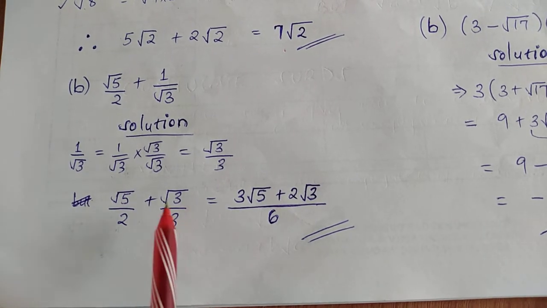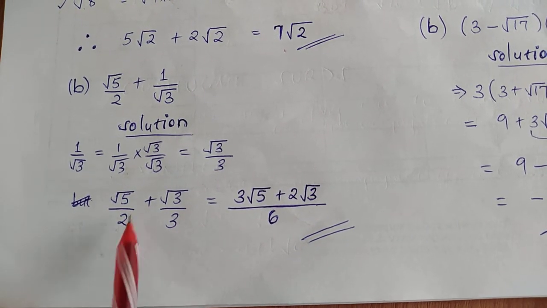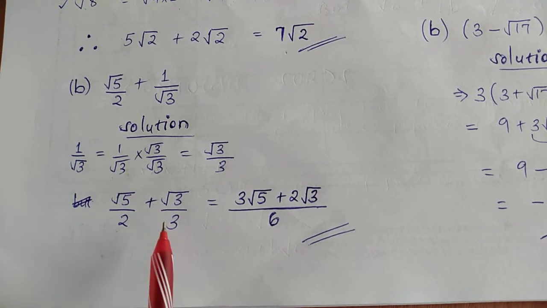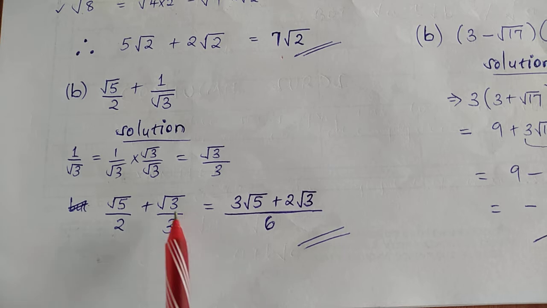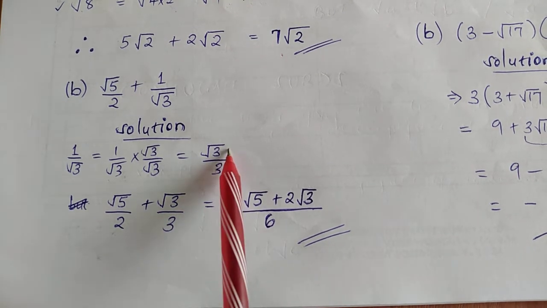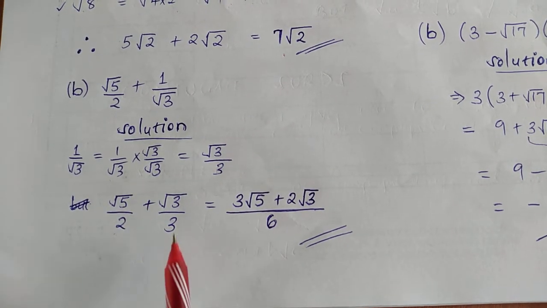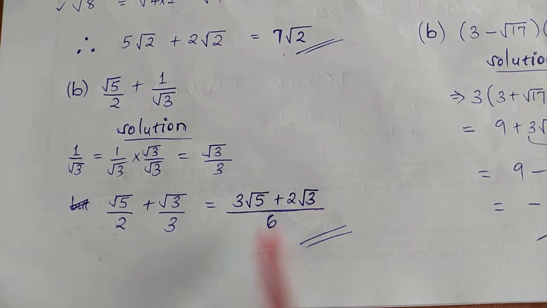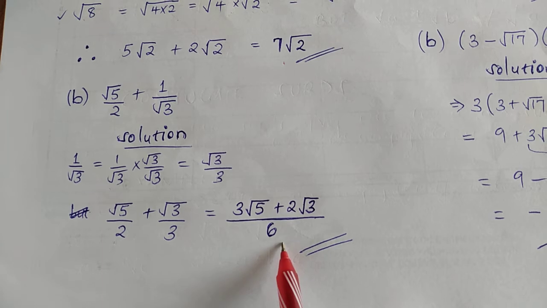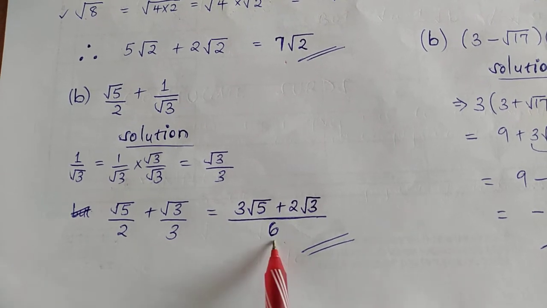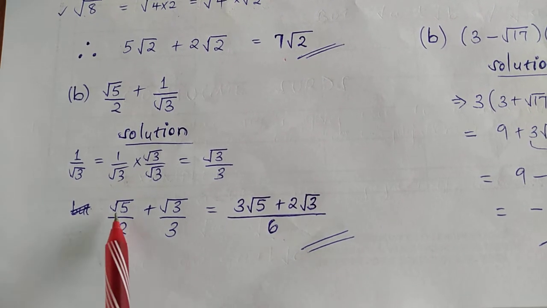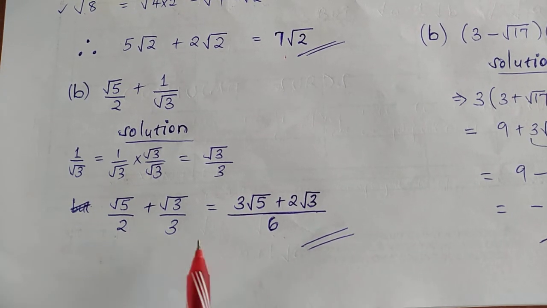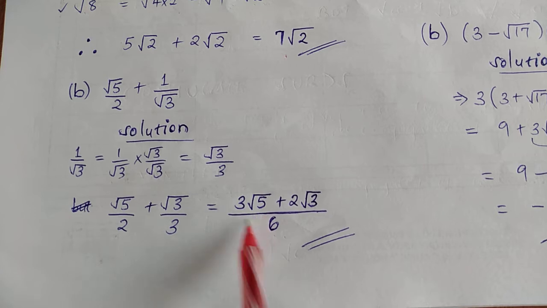And then we can now go ahead and write root 5 over 2, which is this one, plus root 3, the answer we've gotten here, over 3. Then we sum this. The LCM of 2 and 3 is 6. So 2 goes into 6 3 times. 3 multiplied by root 5 gets us 3 root 5.